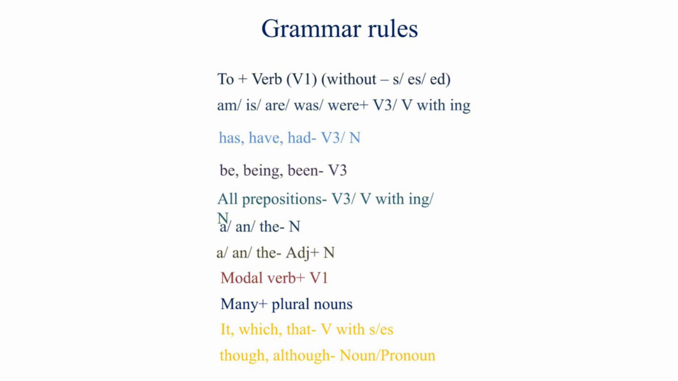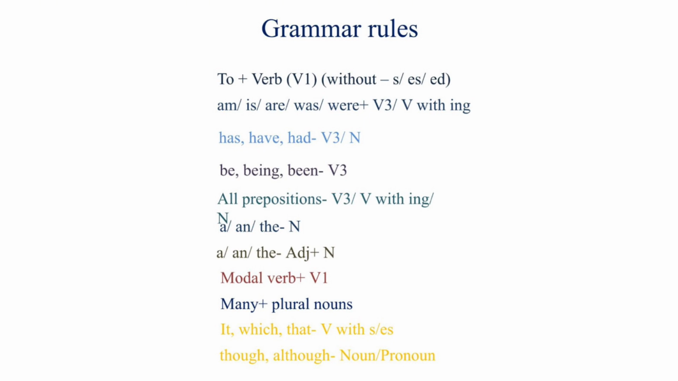The next, third rule is after has, have and had, there would always be either V3, that is the ed form of the verb, or there would be a noun or an adjective and noun, whichever way it is. The next one is be. After be, being and been, these three would always be followed by V3, the third form of the verb.